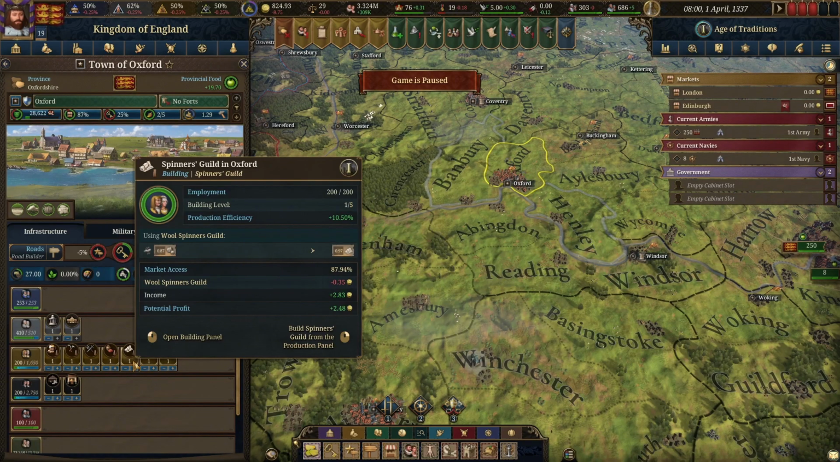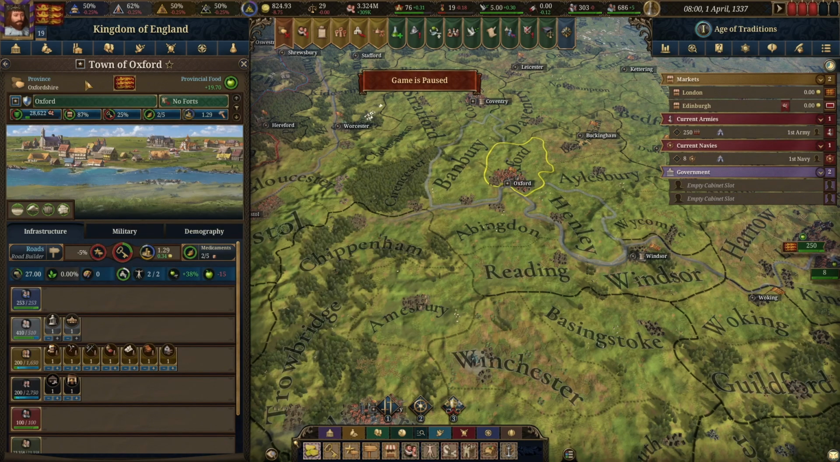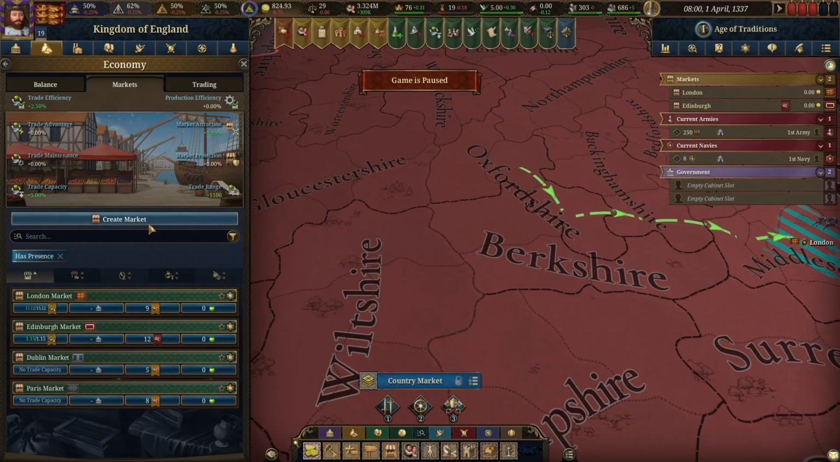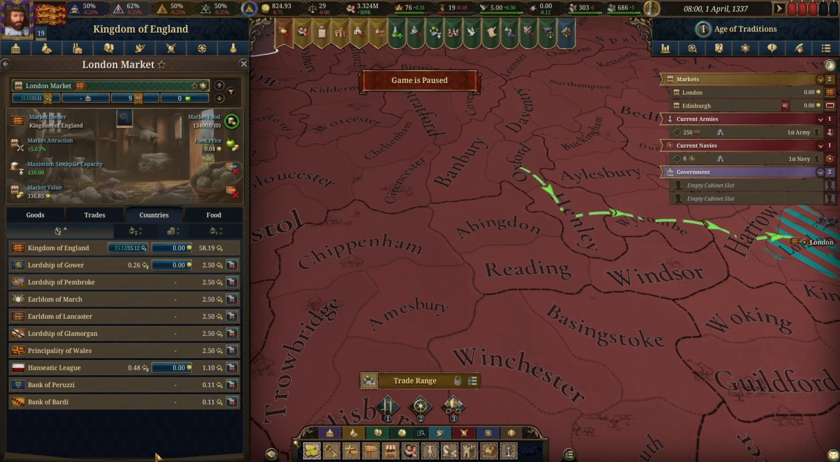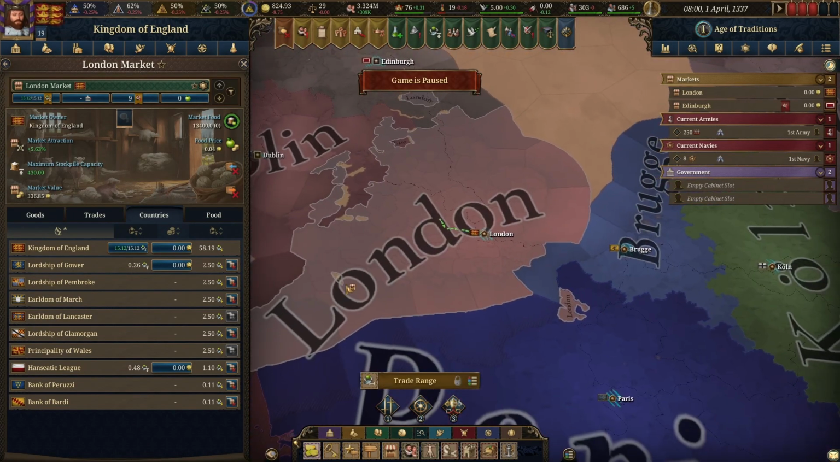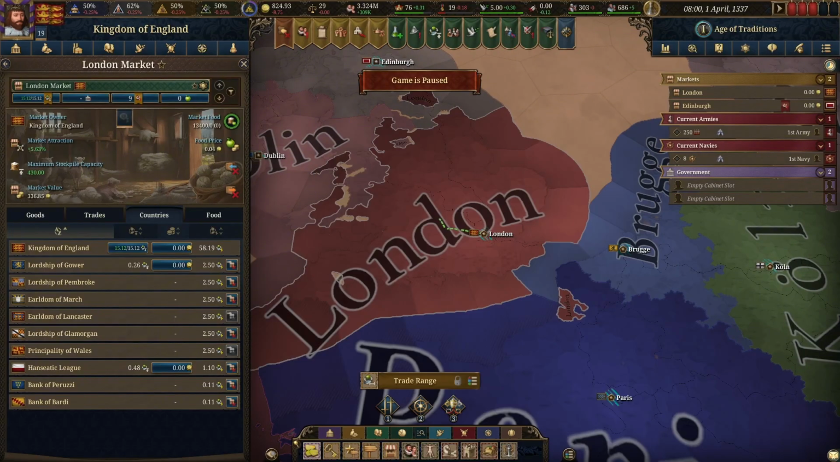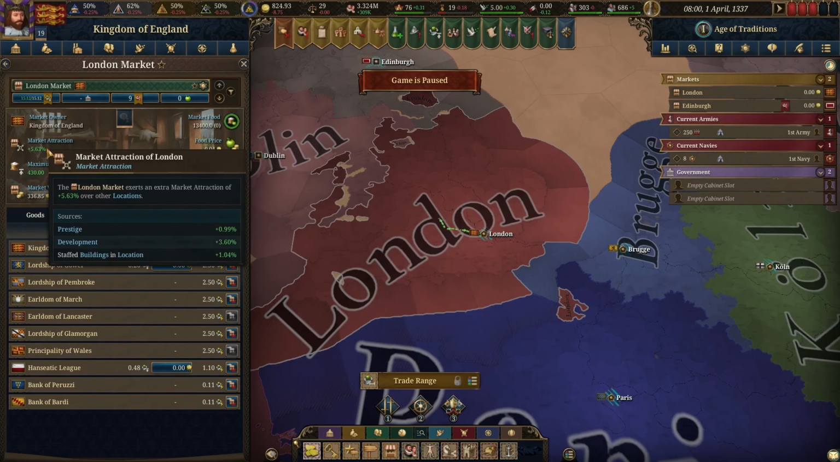So if we improve the proximity, we can improve the efficiency of our production and thus bring more goods to the market. So that's market access. Now let's go back to the London market and introduce market attraction. The size of the borders of your market, and thus the locations which are included in your market, depend on something called market attraction.